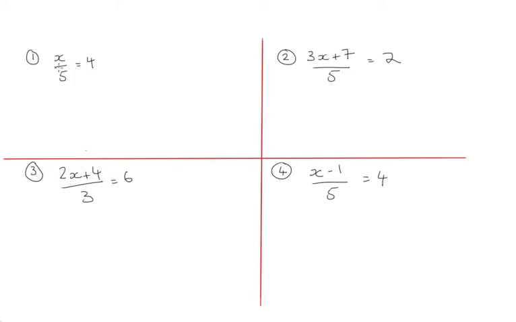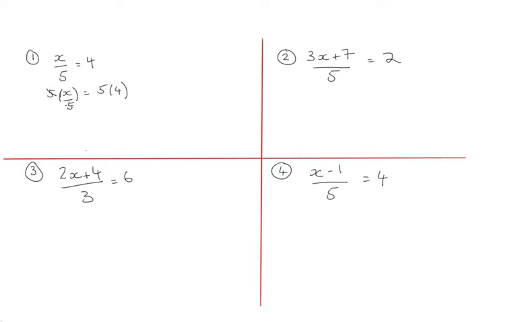So here we have x over 5, okay, that's our fraction, is equal to 4. So we want to get rid of this 5. x is being divided by 5, so we have to multiply by 5 on both sides, okay?